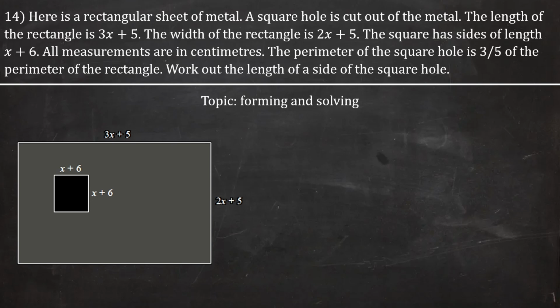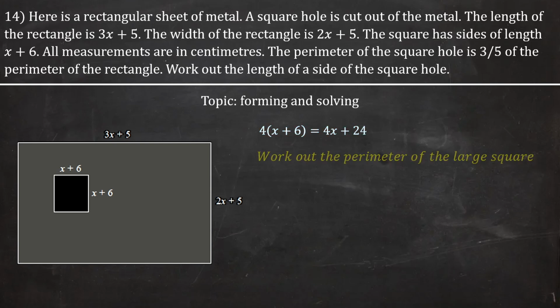Question 14, another forming and solving question. So, first thing we need to do here is work out the perimeter of the small square. We're going to work out both of them. But the small square is a square, so that's just going to be 4 times (x + 6). Remember, if you're multiplying in here, you need to use brackets because it's a complex term. So that gives you 4x + 24.